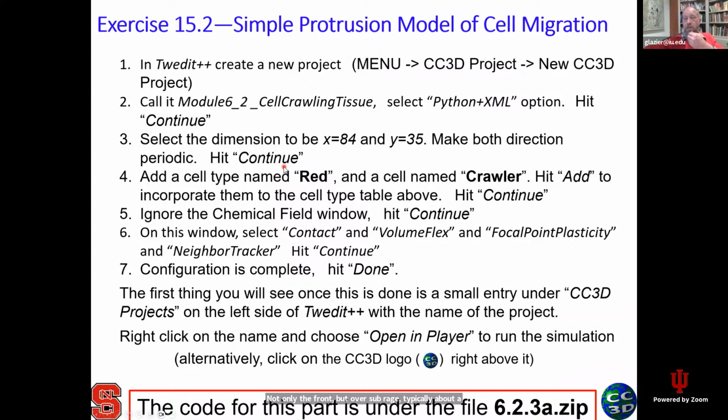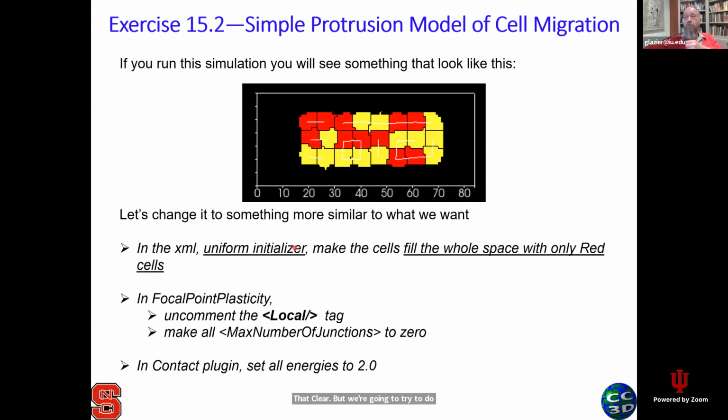Okay, and so now what we're going to do is create a tissue, and then we're going to create a second cell type, which is going to be a crawling cell, and we're going to use the filopodia to allow that cell to crawl through the tissue. Is that clear? What we're going to try to do.